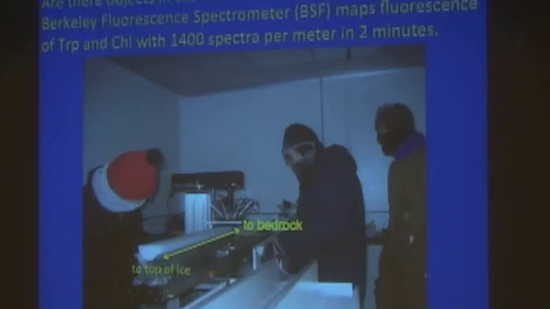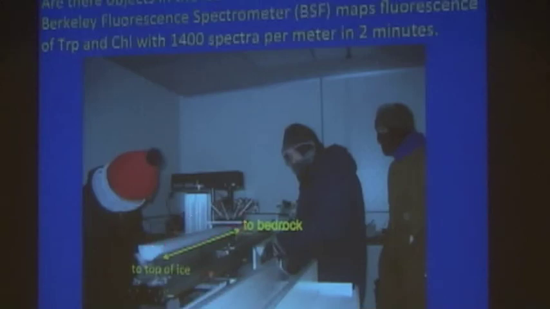And then you have to work in the dark at minus 25 to use this instrument, which we call the Berkeley fluorescent spectrometer, BFS. This is one of a series of such instruments that we have designed. And let me see, I've got a pointer. I even brought my own.